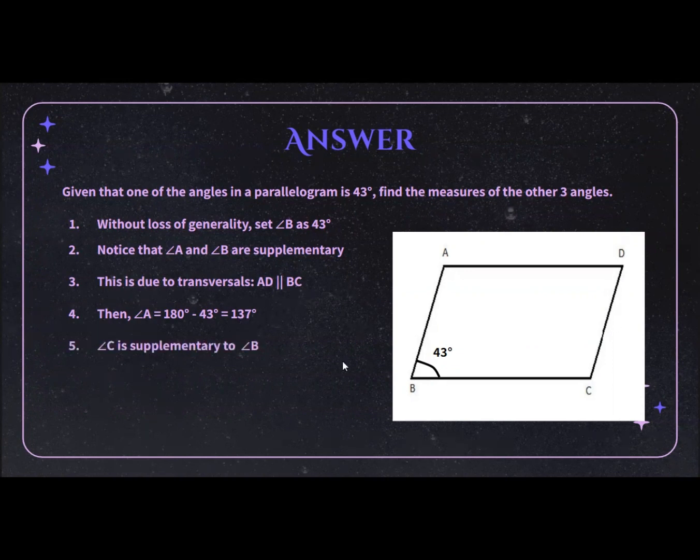And then C is supplementary to B, so basically the same thing. AB and DC are parallel, and BC is the transversal, which means that angle B and angle C are supplementary, which means that C is also 137. We can use the same thing for D. So A is 137, B is 43, as we said, C is 137, and D is 43.